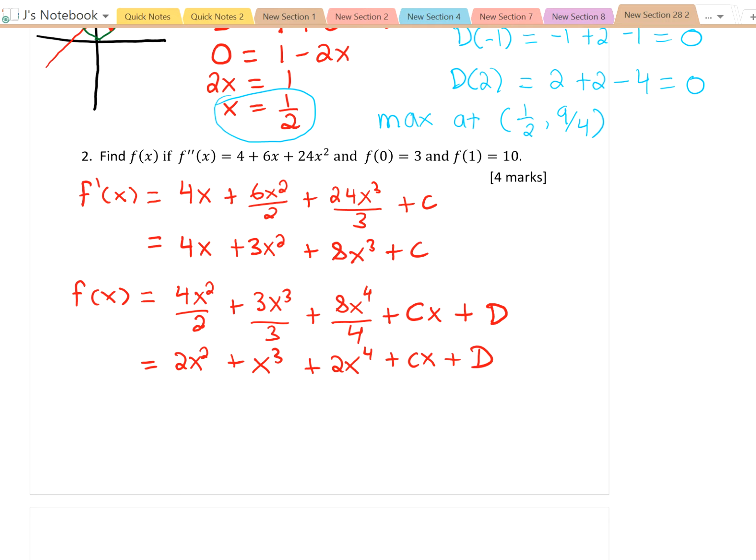Now we use some initial condition information. Told f of 0 is equal to 3. So 3, the y value of the function, is equal to, all the x's get replaced by zeros. So we'll get 0 plus 0 plus 0 plus 0 plus d. So that tells us quite clearly that d is equal to 3. Next piece of info.